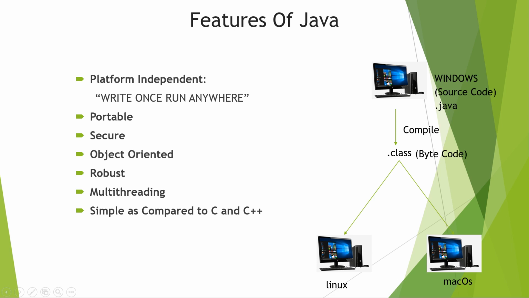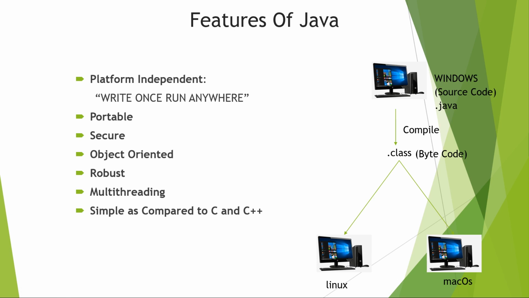It means if we write code on any platform, and we run it on a different platform also, that will work. Once we write on one platform, we can run anywhere. In this operating system we are running, and in this operating system also we are running our program. That is called platform independent. This is the first feature of Java, and another feature is portable.